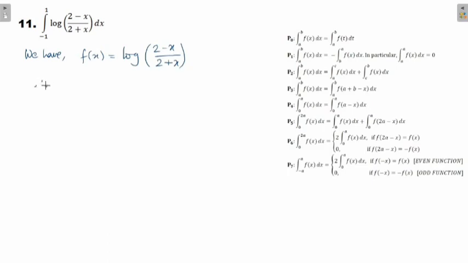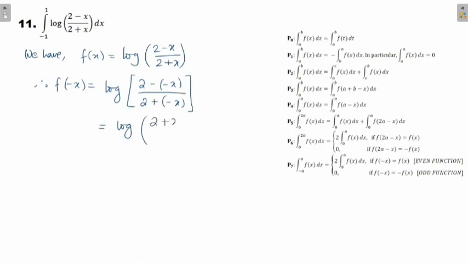So therefore f of minus x is going to be log, and in place of x I'll write minus x. So you have 2 plus minus x here. It becomes log, where the numerator becomes 2 plus x and the denominator becomes 2 minus x. Now can I write this as log of ((2 minus x) by (2 plus x)) whole to the power minus 1? Can I do that?